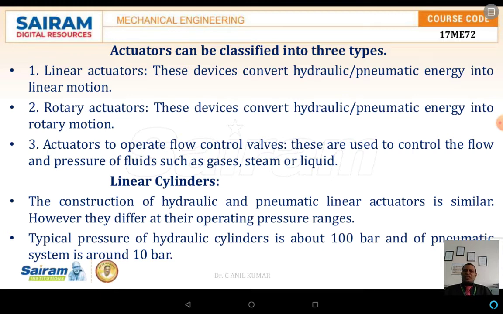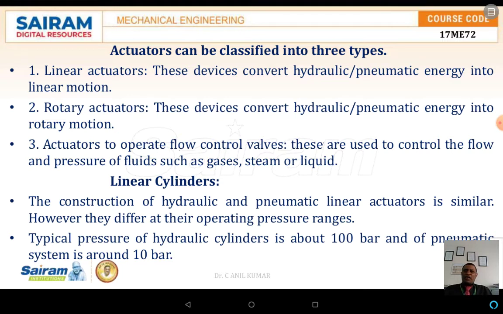The first that we are discussing is the linear actuators, or indirectly the linear cylinders. The construction of the hydraulic as well as the pneumatic linear actuators is of similar type, but the operation and also the operating pressures are a little different. Especially in the case of the hydraulic cylinders, even if there is no 100% tolerance, it is very easy to operate, because the viscosity of the hydraulic oils that we are using is a little more.